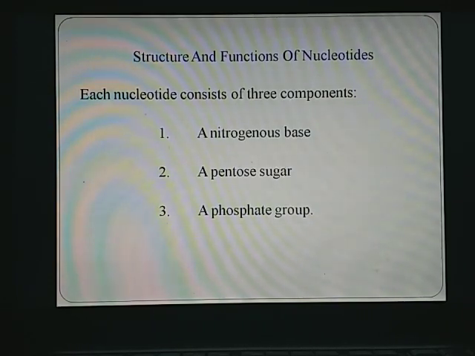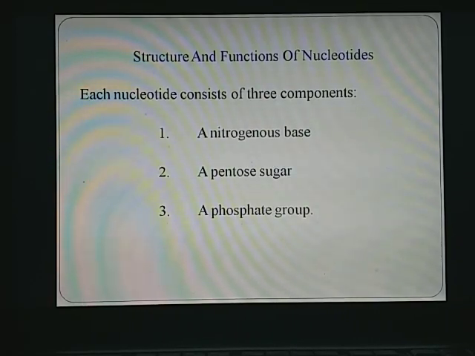The pentose sugar is of two different types. Deoxyribose sugar is present in DNA, and ribose sugar is present in RNA. When a nitrogen base is attached to a pentose sugar, it is called a nucleoside. When this nucleoside is attached to a phosphate group, it is called a nucleotide.